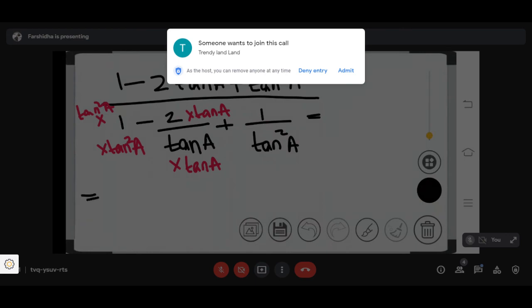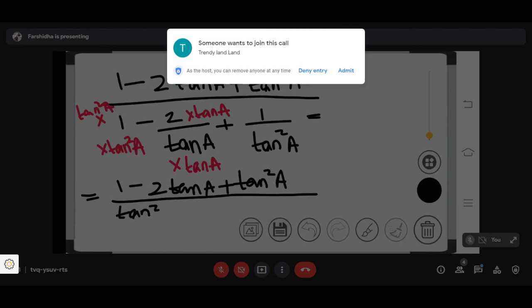Which is equal to 1 minus 2 tan A plus tan square A, divided by, see, tan square A into 1, tan square A, minus 2 tan A, plus 1, divided by the common denominator tan square A.